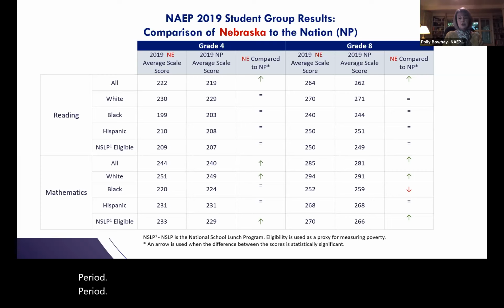This is our most current NAEP data. We, again, don't have anything more recent because we didn't take that assessment last year. But I just want you to know that Nebraska, compared to the nation, does quite well. We are typically either at or above when you compare our average scale score to the national scores. It's important for Nebraska. We do well.